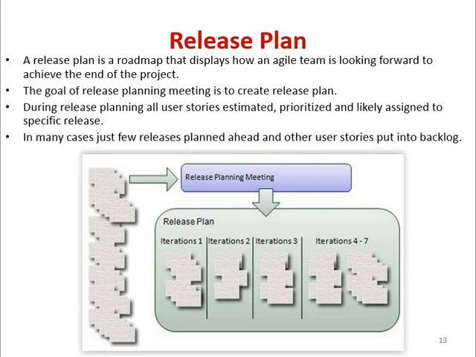Maybe at iteration 4 or 7, your customers say that the last 5 user stories are not important, so you can skip them. You don't have to deliver that particular user story. So this is all about the release plan.